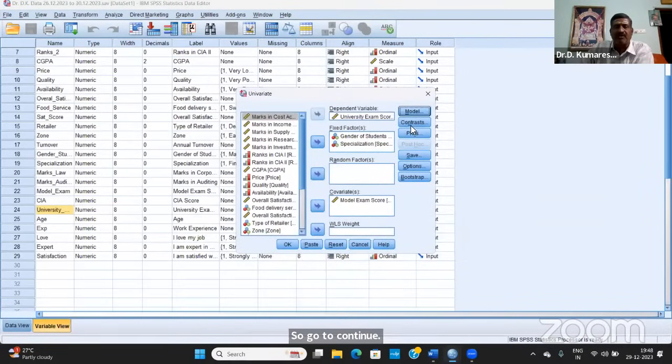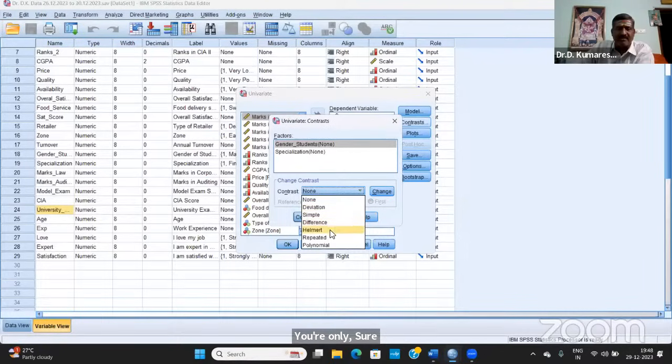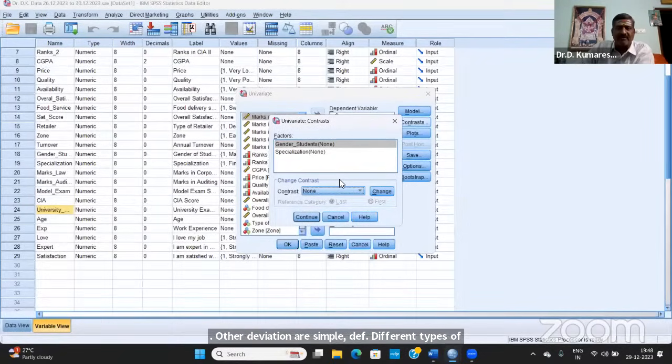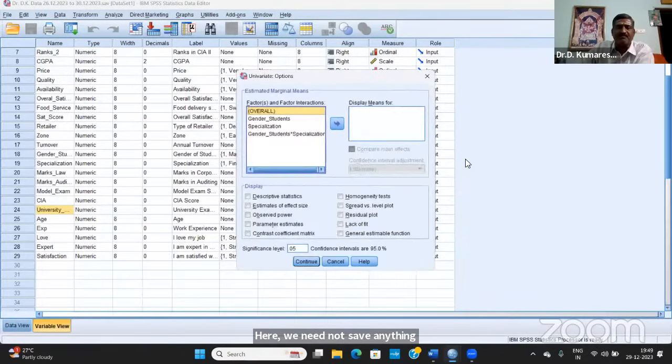Then don't bother about the contrasts. Here, gender of students is considered as contrast. Specialization is considered as contrast. Here only we have to show whether deviation or simple or difference. Different types of contrasts are there, but we are not going for that. So straight away, continue. Here we need not save anything now. You can go for options.